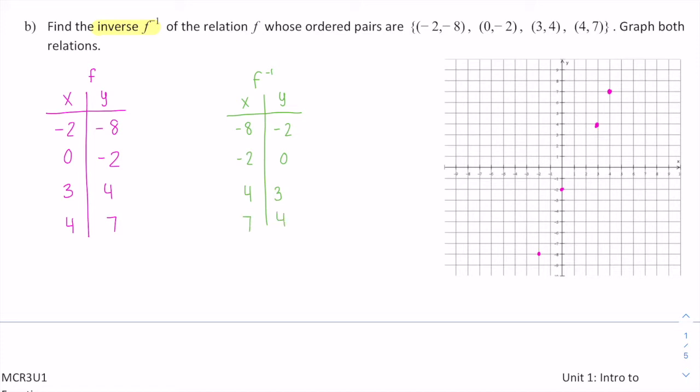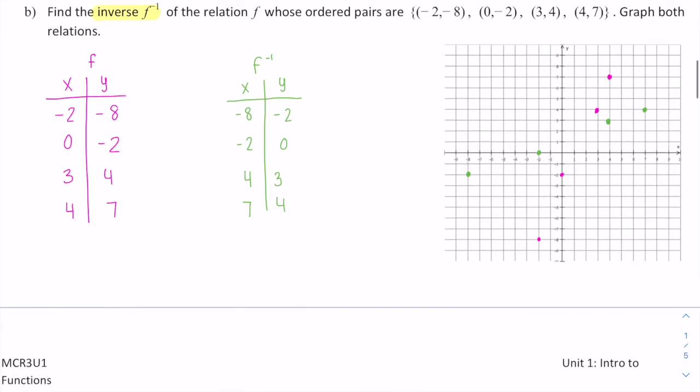And now let's graph that. So we have (-8, -2), (-2, 0), (4, 3), and finally (7, 4). So that just gives you an idea of how these different inverses look. Let's do another example.